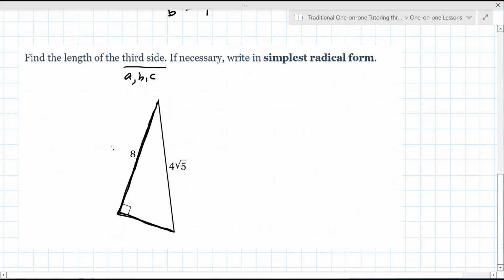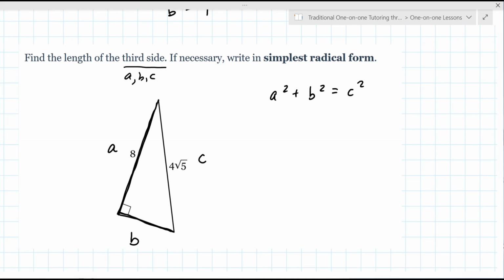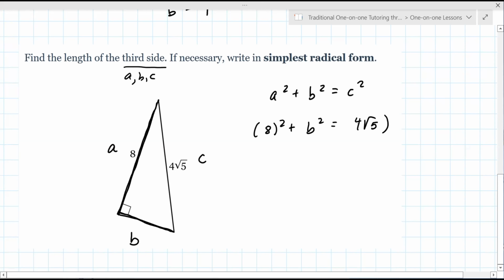Okay. So in this problem, I'll make 8 A and B the one down here, and this is C. The hypotenuse is always C, and it's always a good idea to start by writing the Pythagorean theorem. A squared plus B squared equals C squared. So we're gonna square the 8. We don't know B, we'll leave it as is. And then it's 4 square root 5, all in parentheses, squared.